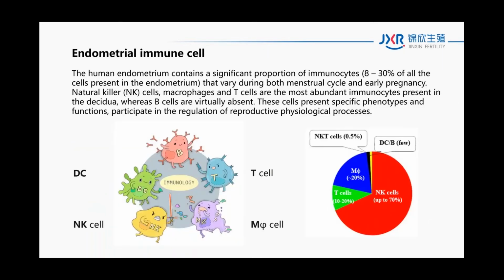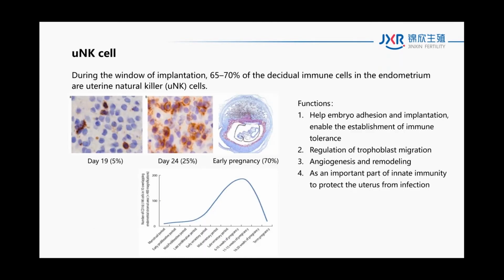So we need to detect whether the expression of each endometrial immune cell type is in the normal range. We detect 80 types of immune cells. Let us first talk about the first important type of endometrial immune cells, NK cells. Its surface marker is CD56.